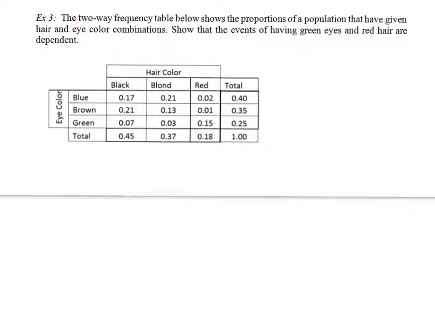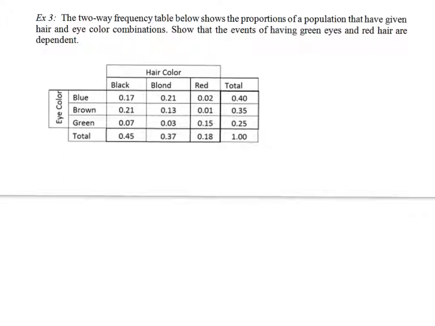So looking at example number 3, I'm looking at a two-way frequency table that shows the proportions of a population that have given hair and eye color combinations. I'd like to try our second test for independence on this problem. So I'm going to say, we want to know whether the events of having green eyes and red hair are independent or dependent. And in fact, this question says we want to show that they are dependent.